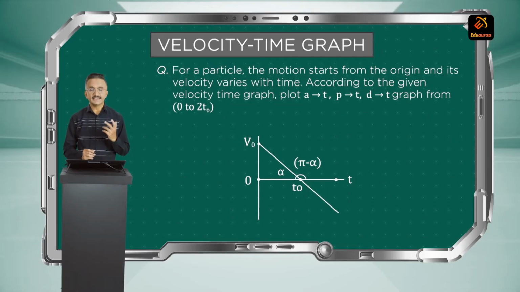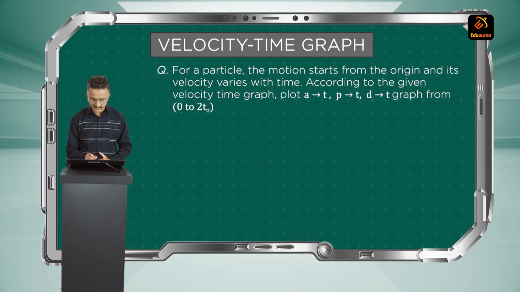Okay, so now I would like to discuss the position time graph. Now see, initially the velocity is maximum. At a certain point t0 the velocity is 0. Clear? Means as the time advances the velocity goes on decreasing. It reaches 0, and again it moves in the opposite direction. So now I can plot the graph.